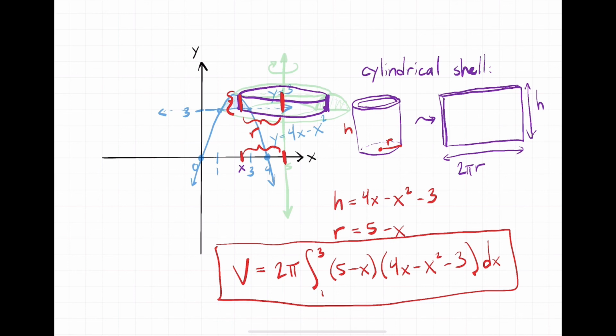And again, for the third time, this is a fairly simple integral. Again, you can expand out this polynomial and then integrate it fairly easily. So I'm not going to show those steps because you know how to do that. This is the basic process for finding the volume of a solid of revolution using the method of cylindrical shells.